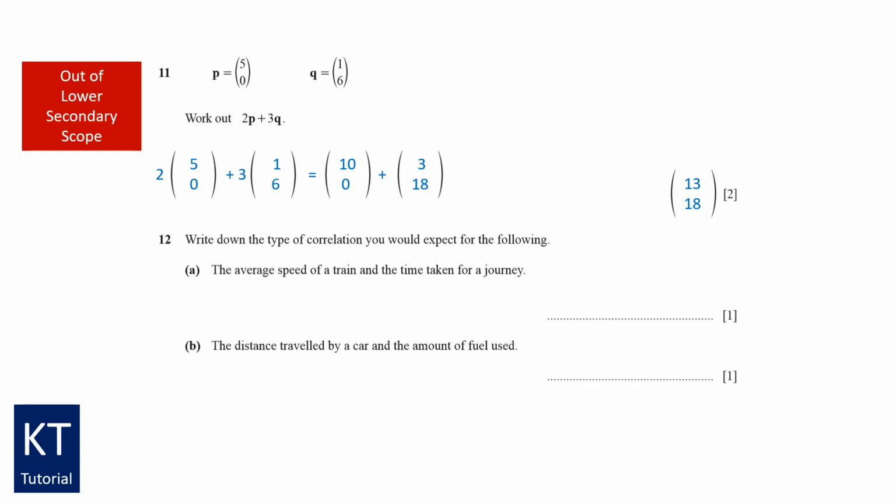Question 12. Write down the type of correlation you would expect for the following: the average speed of a train and the time taken for the journey. This would be a negative or inverse correlation. Next, for the distance traveled by a car and the amount of fuel used. This would be a positive or direct correlation.